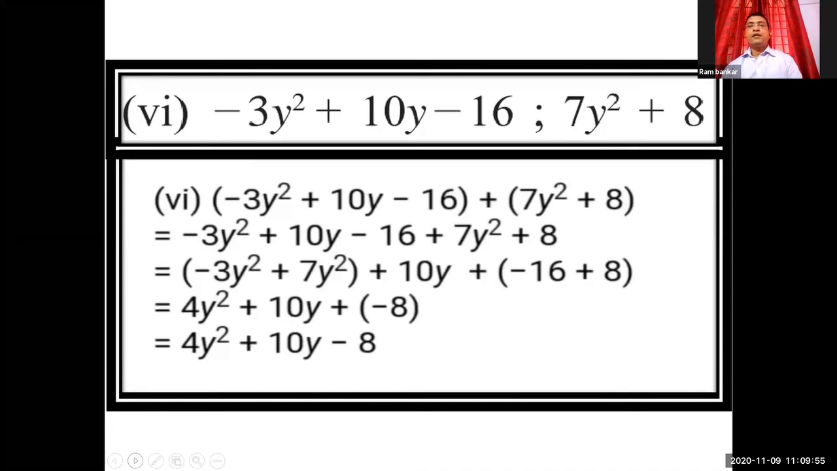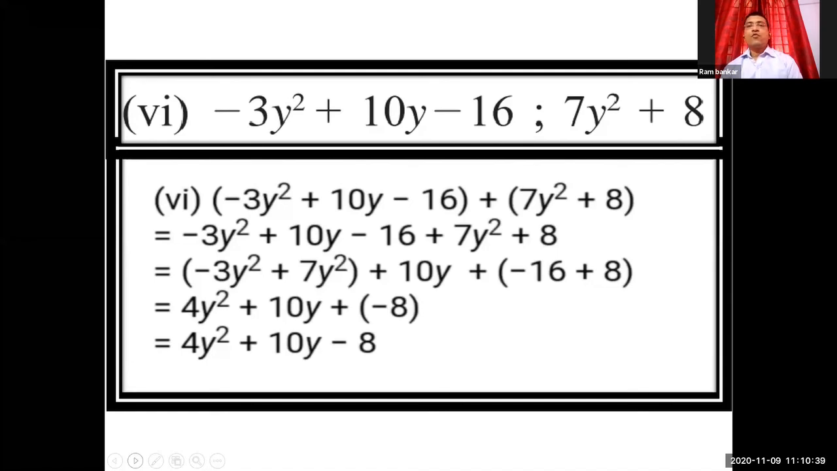In the second step, we have put together the like terms. Minus 3y square plus 7y square. Y square are like terms, so we have put together in a bracket, plus 10y. There is no like term to 10y in the second algebraic expression, 7y square plus 8. So take next like term, plus in the bracket minus 16 plus 8. These are like terms. Only numbers are there, so we can put together it. Okay, minus 16 plus 8. Look at the next step.